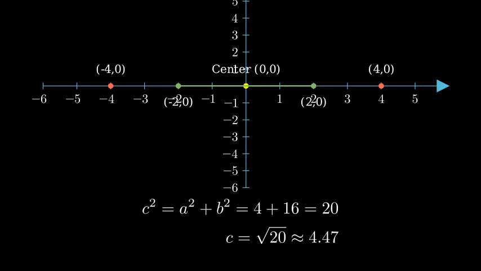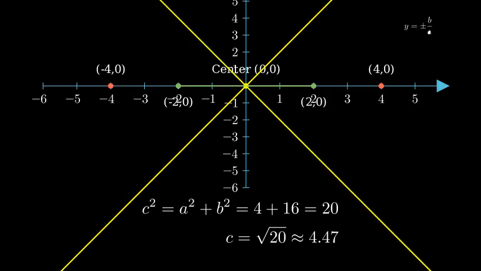The asymptotes are the lines that the hyperbola approaches as x approaches infinity. For a horizontal hyperbola, they have the equations y equals plus or minus b over a times x. In this case, that's y equals plus or minus 2x. Now, let's graph the hyperbola. Notice how it passes through the vertices and opens horizontally, approaching but never crossing the asymptotes.